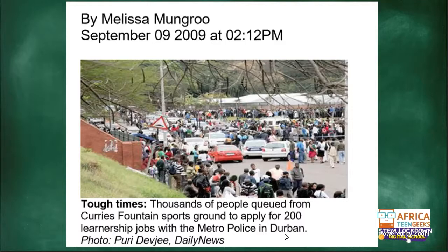So am I just gonna get a chance to read a part of the body? Can you see this one? Okay, sir. Thousands of people queued from Curious Fountain Sports Ground to apply for 200 learnership jobs with the Metro Police in Durban. Thank you so much. Photo Puri Devji, Daily News.